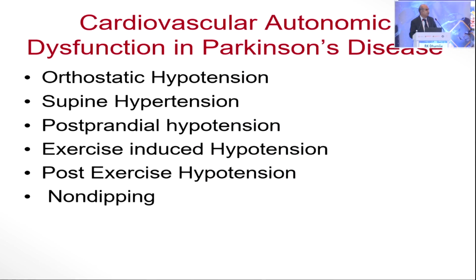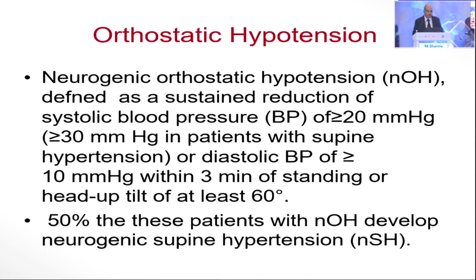So today, in the next 20 minutes, I'm going to talk about these 6 things. The first will be orthostatic hypotension, then supine hypertension, and of course postprandial hypertension, exercise-induced hypertension, post-exercise hypertension, and of course non-dipping as well as reverse dipping. All of you know, I don't have to tell you, about neurogenic orthostatic hypotension, how we define it, how we measure it.